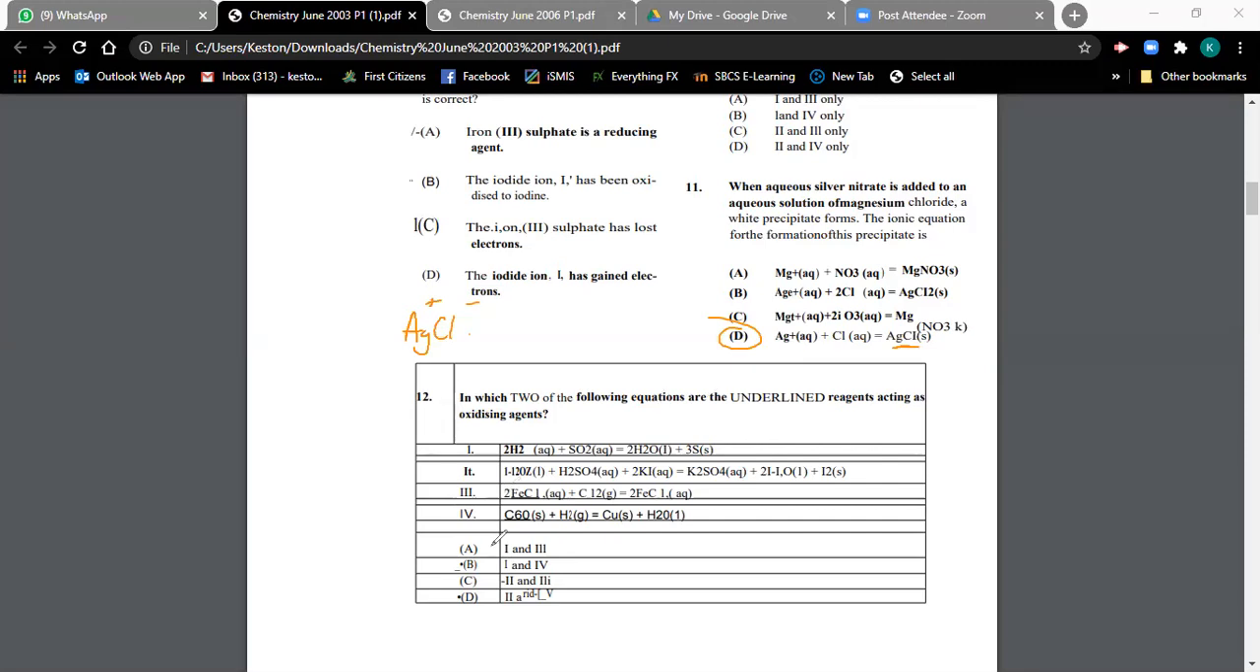12. In which two of the following equations are the underlined reagents acting as oxidizing agents? Oxidizing agents mean that they are gaining electrons. I can't really tell which one's underlined.